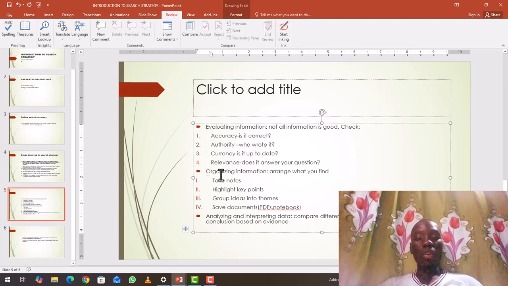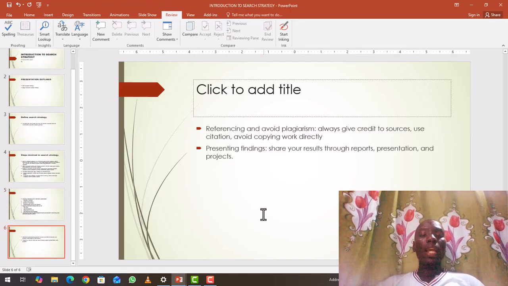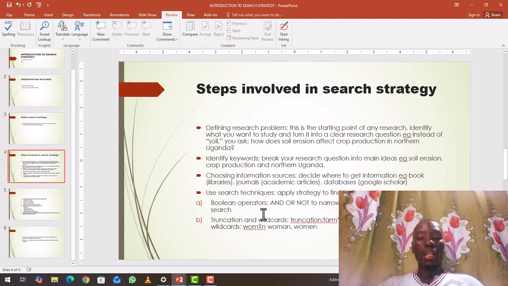Now as we move on, let's look at organizing information. After evaluating, you need to organize your work. How can you organize it? By arranging what you find, taking notes, highlighting key points, and grouping ideas into themes. Save the documents; you can save them in PDF or a notebook.